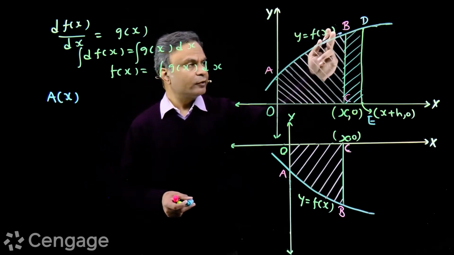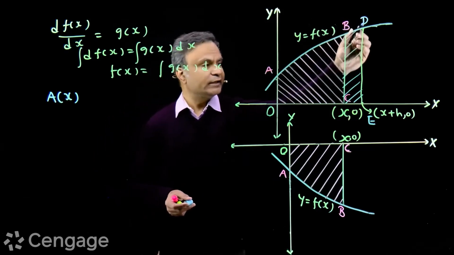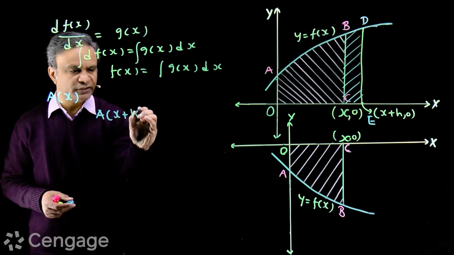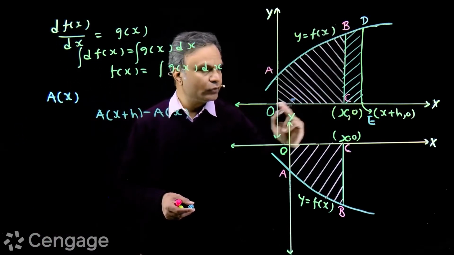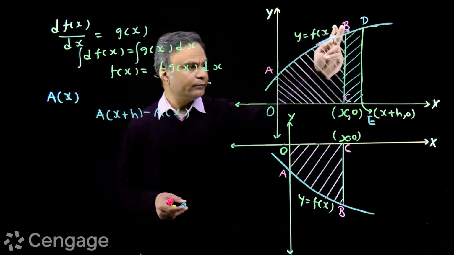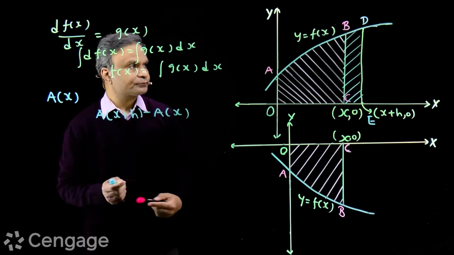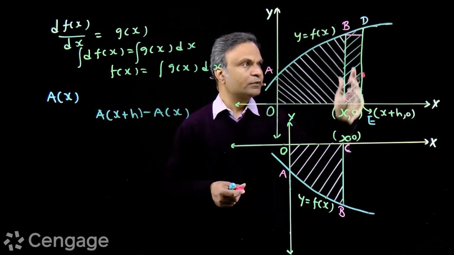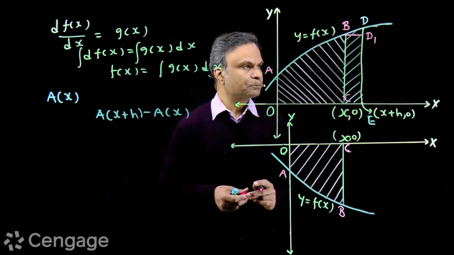Then what is this area? Area of region BDEC is A of x plus h minus A of x. From the area of region ADEO, we subtract area of region ABCO. ठीक है ना? Okay. Now what do you do? We draw this rectangle. From point B, we draw a line perpendicular to this line. So we have here a rectangle BD1EC.